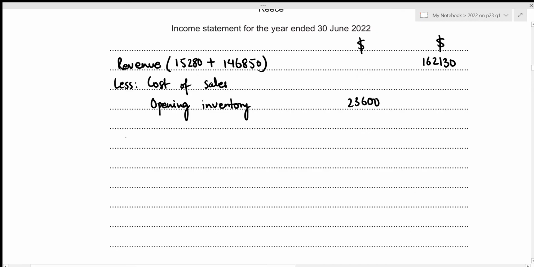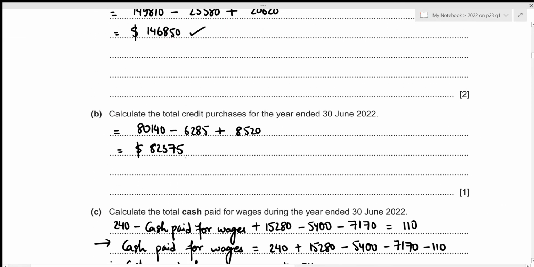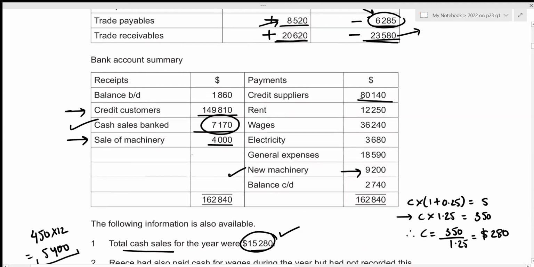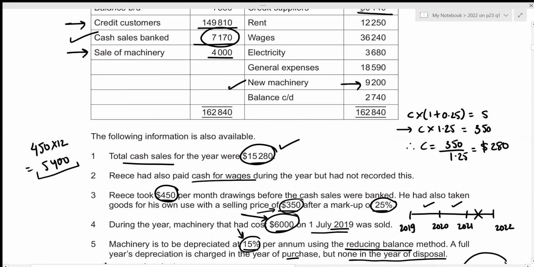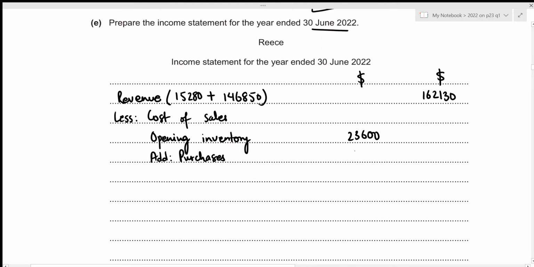Then the next step would be to add all of our purchases. Let's have a look above. We already figured out our total credit purchases to be 82,375. And if we have a look above, okay, there was no mention of any cash purchases. So we just assume that our total purchases is going to be that of total credit purchases. So let's write that amount down. We had the total credit purchases of 82,375.